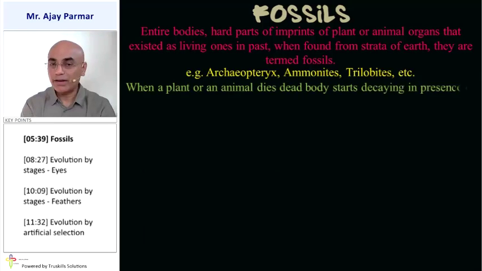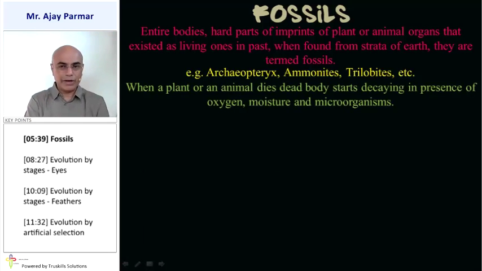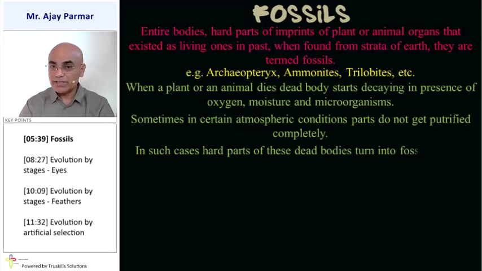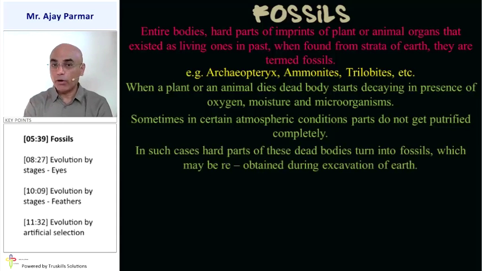When a plant or a particular animal dies, sometimes the body decays in the presence of oxygen, moisture and microorganisms. But not always. Sometimes, in certain atmospheric and environmental conditions, they do not get putrefied completely. That means they do not get decayed completely. In such cases, the hard parts of the dead bodies turn into fossils, and they are obtained during the excavation of the earth.